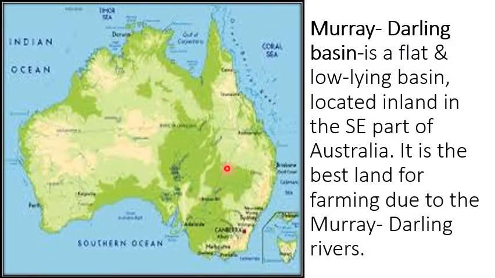Murray-Darling Basin. This area, the Murray-Darling Basin, is also a flat and low-lying basin that is located inland in the southeastern part of Australia. Despite being an area that has less water carrying capacity, it is the best land for farming because of the Murray-Darling rivers, which provide water for irrigation.